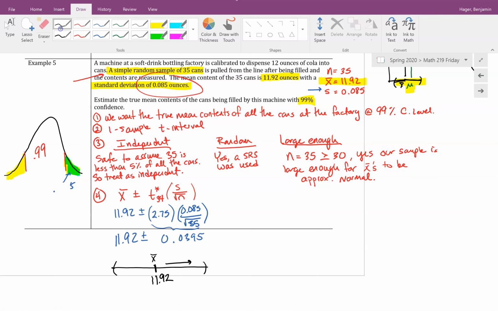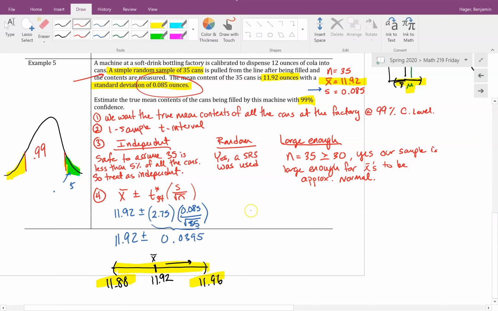So when I add that on, I get 11.96 if I round it. And here I get 11.88. So we are 99% certain that the true amount of Coke in each can is between those two numbers. It's actually less than 12 ounces. We're getting robbed a little bit here.